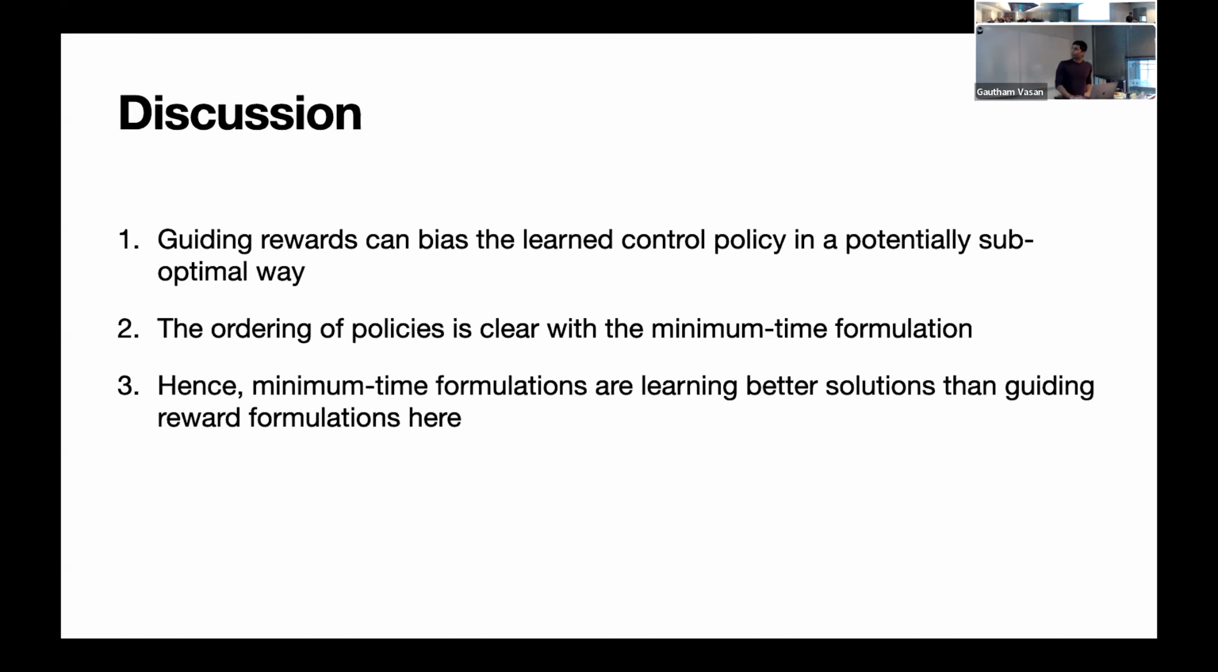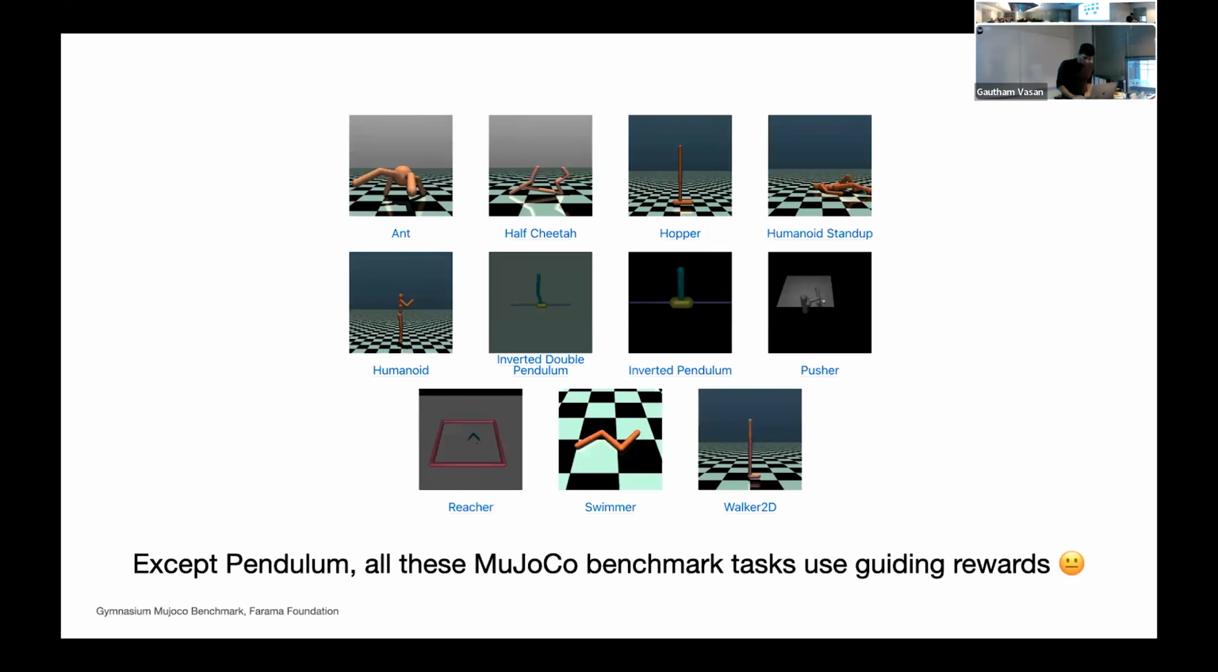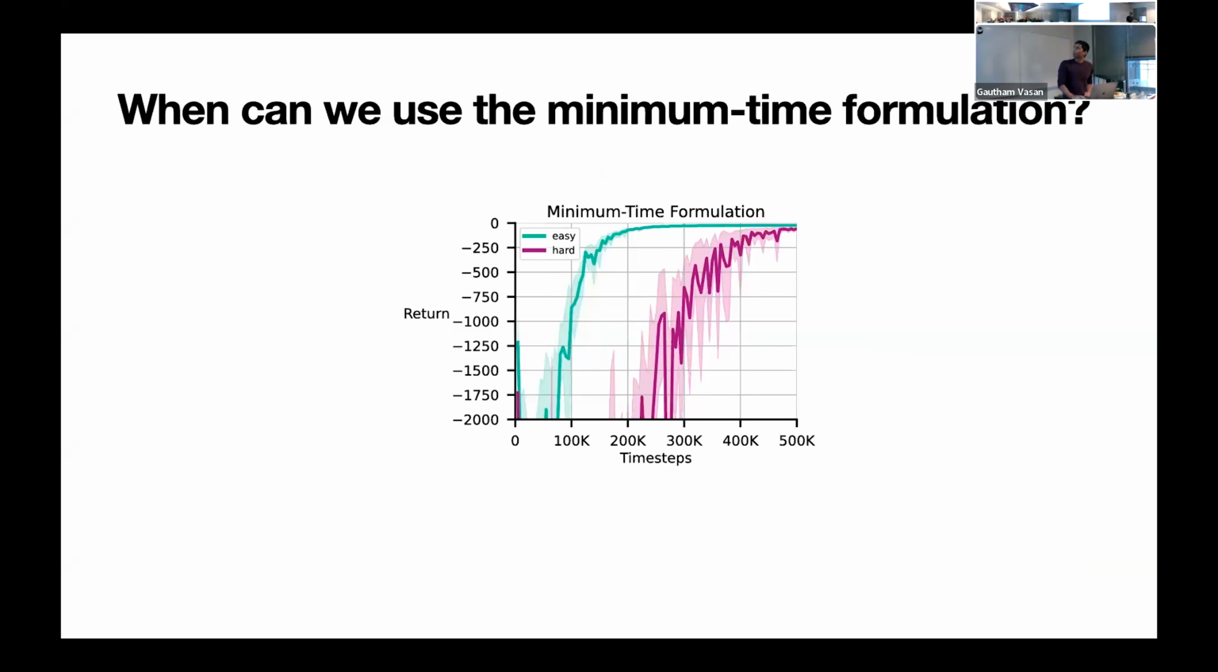So far I've been telling you that sparse rewards are better, but if you look at any of the MuJoCo benchmark tasks we have, it's a little concerning, because except for pendulum, all these tasks have guiding rewards. And it's not really clear if they are the best way to specify the desired behavior. But I don't want to be too harsh on guiding rewards either, because people keep using them because they do work to some extent.